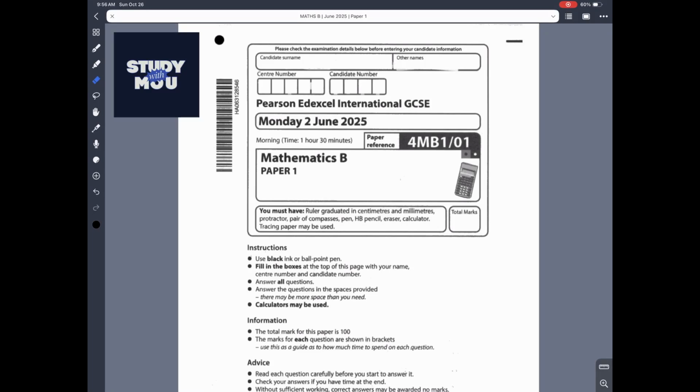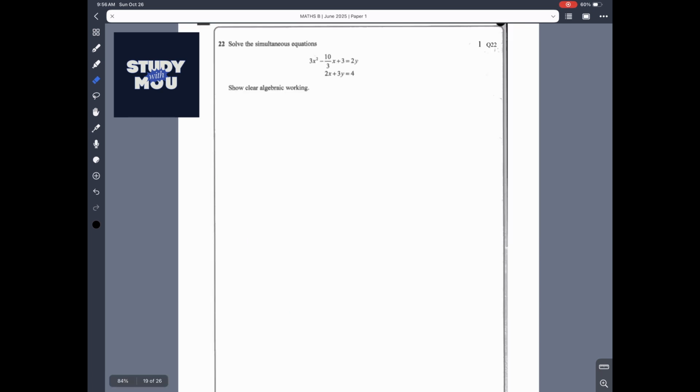So today we'll be doing Maths B, May June 2025, Paper 1, question number 22. Solve the simultaneous equations 3x² − 10x/3 + 3 = 2y and 2x + 3y = 4. Show clear algebraic working. Okay, let's write the equation first.